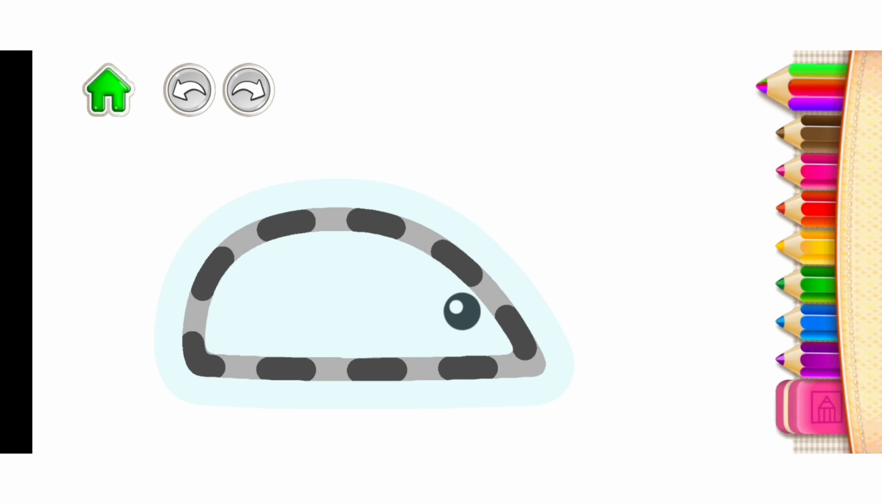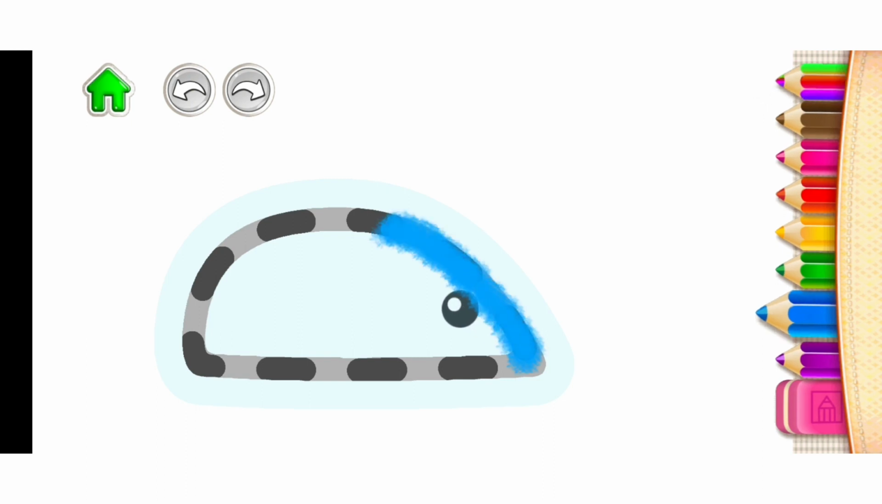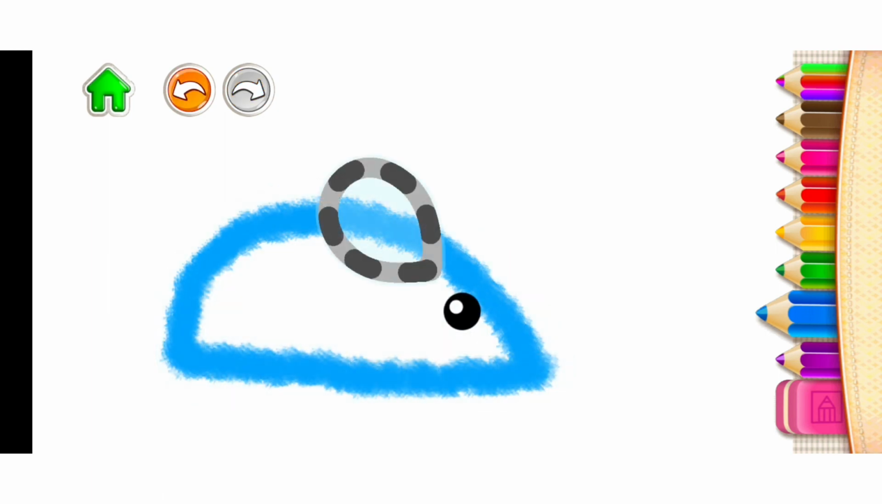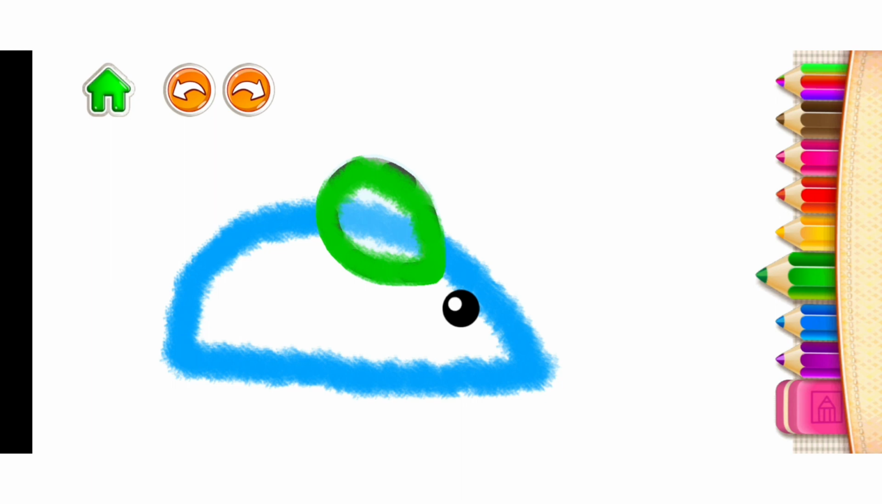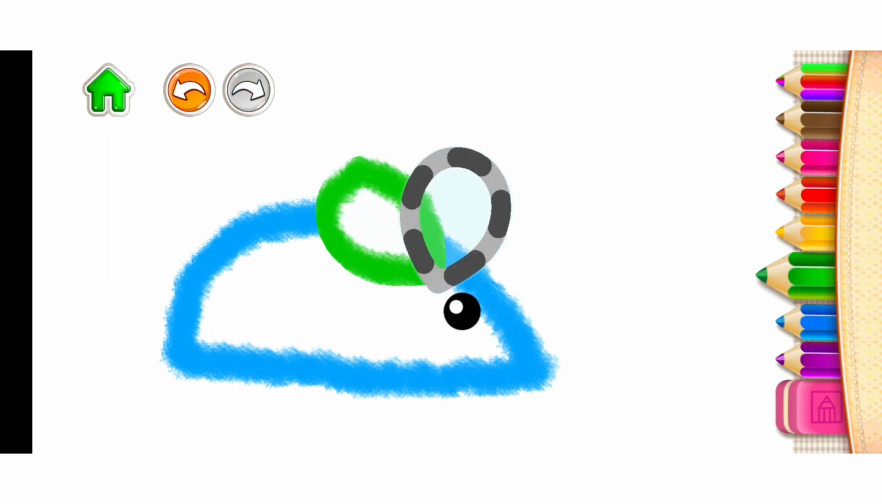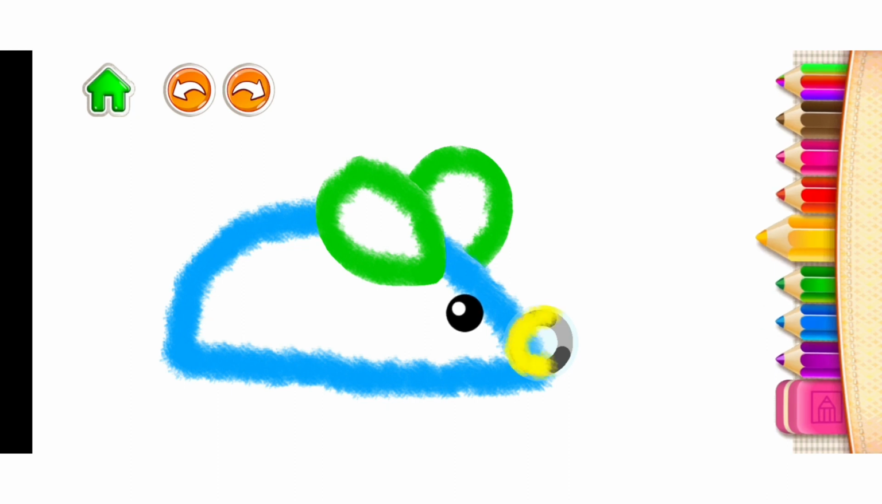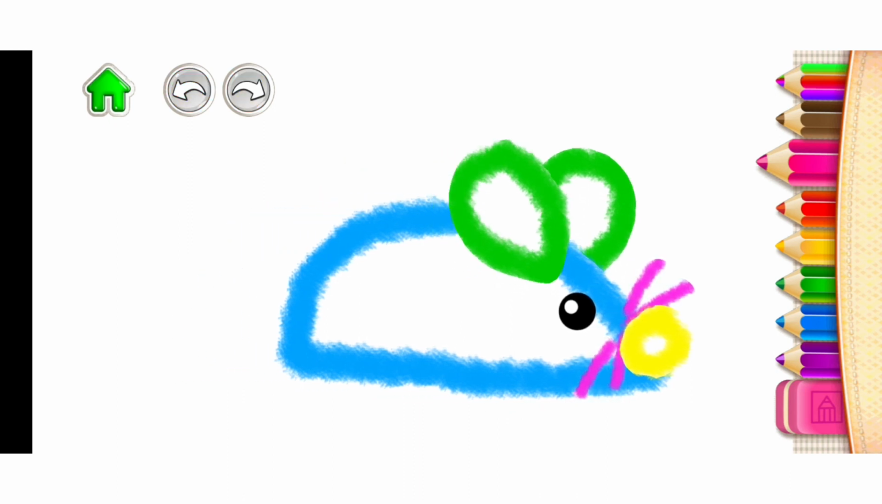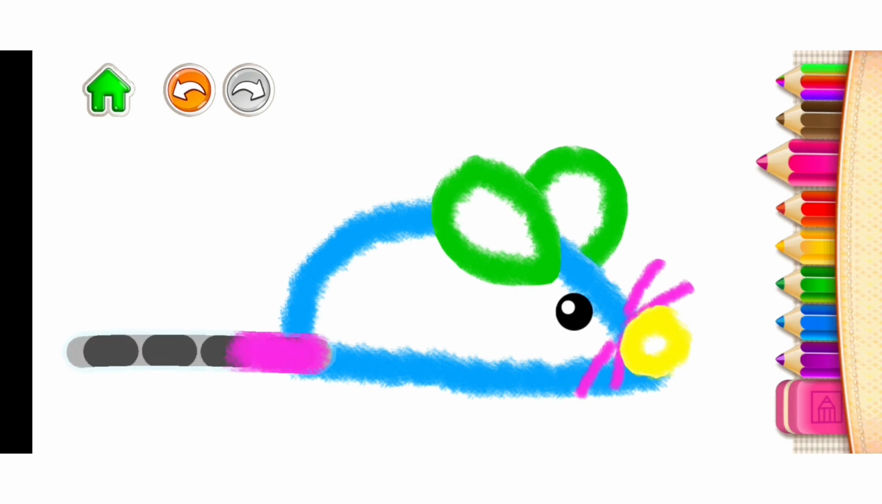First, draw its body. Blue. Now, draw its ears. Green. Now draw its nose, a little circle, and its whiskers, short lines, brown, pink. Now, draw the mouse tail.